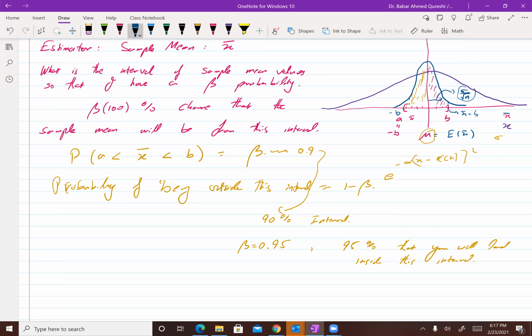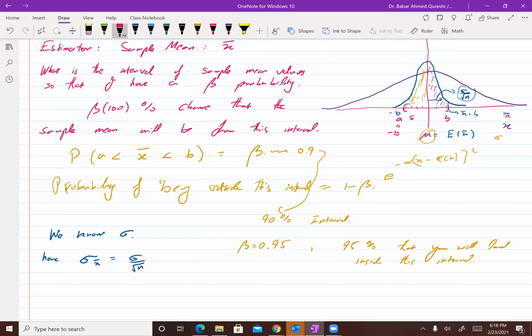But if I don't even know this mean, how would I compute it? How would I know what this interval is? Then you don't know this interval. Rather, in our specific case where we know sigma, and hence the standard deviation of the mean, it is sigma over square root n. What would be the situation?